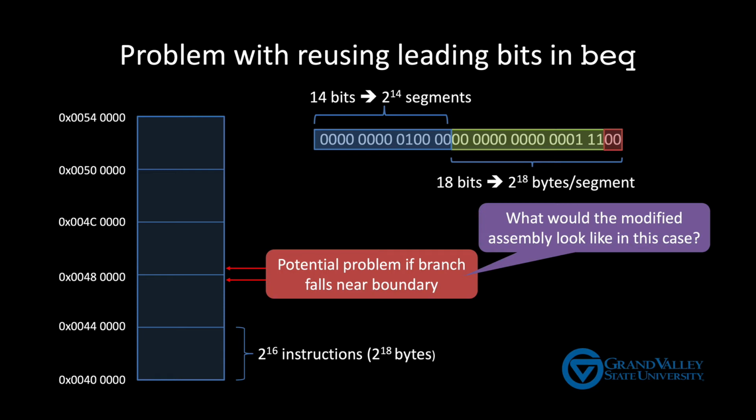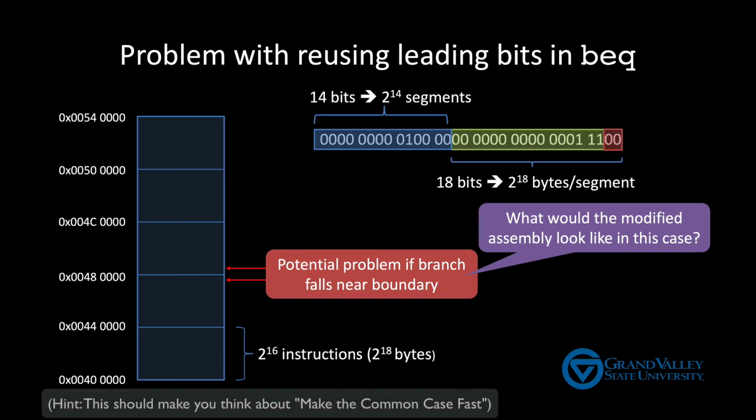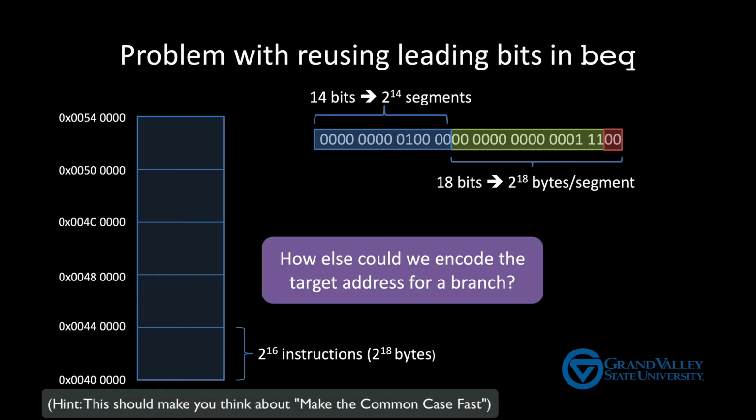We've already seen cases where the assembler writes special code for special cases. For example, when an addi's immediate value is larger than 16 bits. So although the assembler could handle this case, it is better to avoid it if possible. One reason is that the special case would require an extra instruction. So since we're going for good performance, how else could we encode the target address? In particular, is there a way to avoid that potential for an extra instruction?